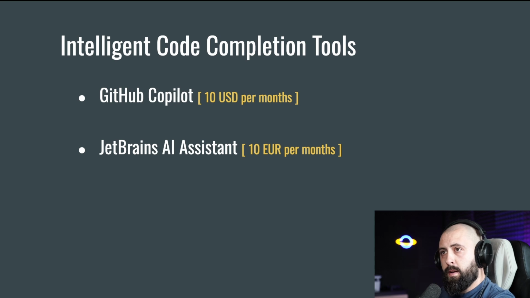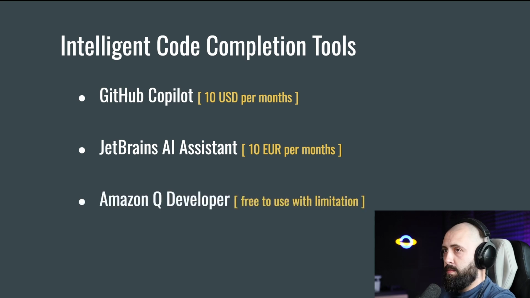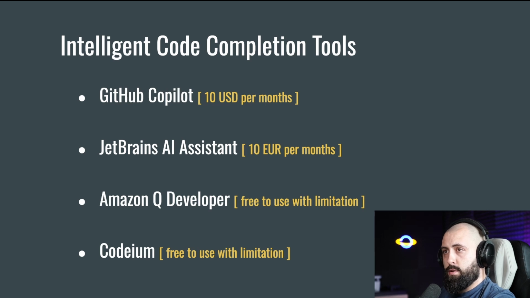Amazon Q Developer, a separate product from Amazon. It's free to use with limitations, and they also have a paid account that uses GPT-4o under the hood, if I remember right. And Codium is really nice to use for your home pet projects. It is free to use and also has some limitations.